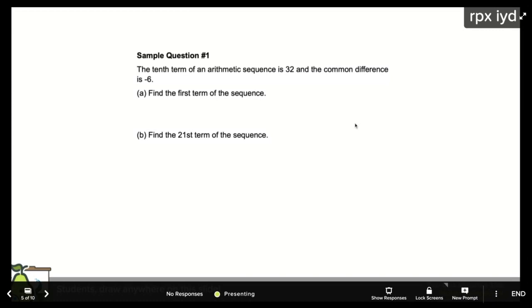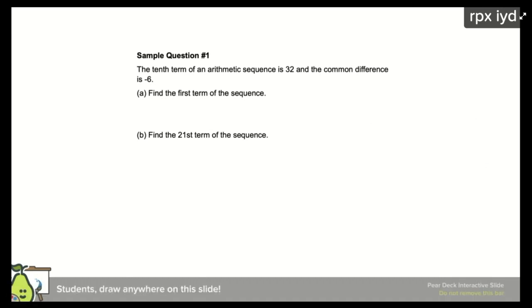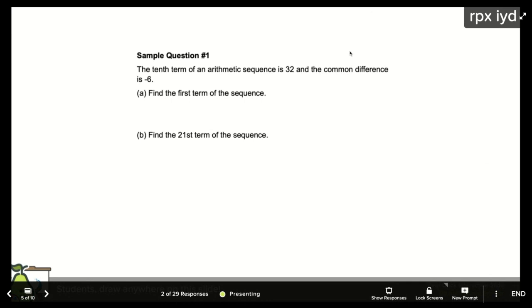So here, this is an example of a question you'll get on a test or a quiz. Almost exactly like it, pretty much. They say the 10th term is 32, and then the common difference is -6. So they give you everything you need except the first term. They give you the 10th term, the difference, but we need to find that first term for part A.